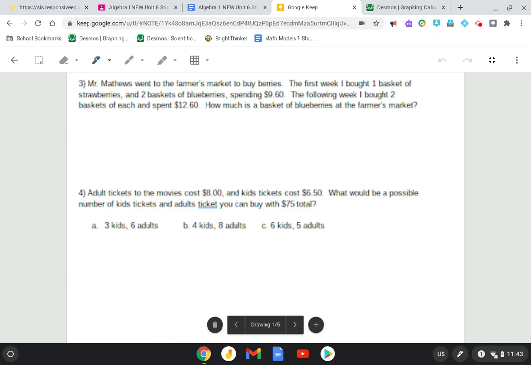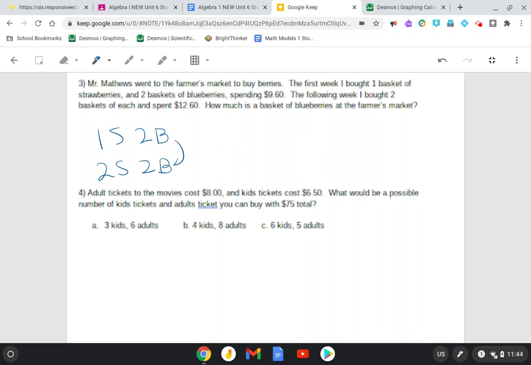Mr. Matthews went to the farmer's market to buy berries. First week, he bought 1 basket of strawberries and 2 baskets of blueberries, spending $9.60. The following week, he bought 2 baskets of each and spent $12.60. How much is a basket of blueberries at the farmer's market? You can easily use common sense. I bought 1 strawberry and 2 blueberry. Then I bought 2 strawberry and 2 blueberries. So the only difference is that I added a strawberry from one week to the next. And the price increased by $3. That is all you need to know, that strawberries are $3.